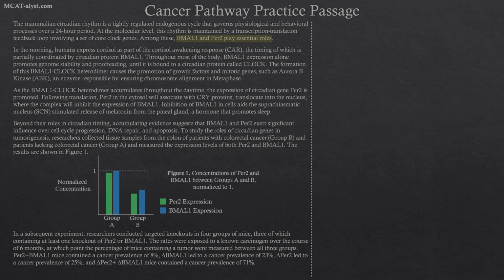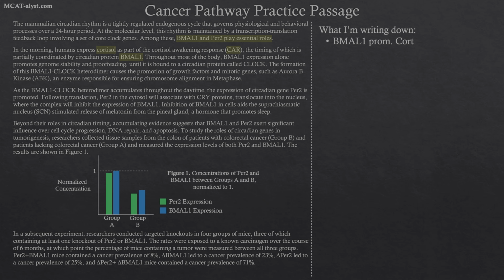In the morning, humans express cortisol, part of this cortisol awakening response. I'm going to highlight cortisol because that's a hormone that you need to know about, which is partially coordinated by one of those proteins they talked about earlier, BMAL1. Because I know that this is going to be one of those complex pathways, I'm going to start writing things down. I'm just going to write that BMAL1 promotes cortisol. Maybe it's not a direct promotion, but this sentence just told me that whenever BMAL1 is there, that's going to help us actually release cortisol.